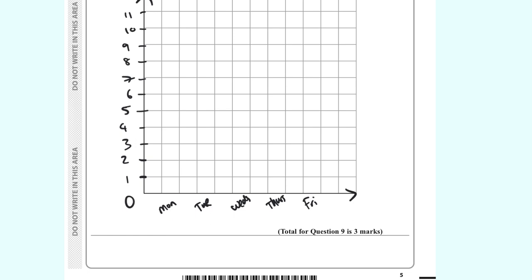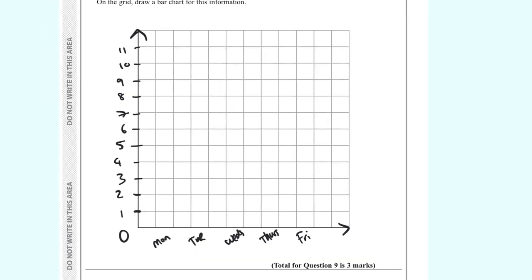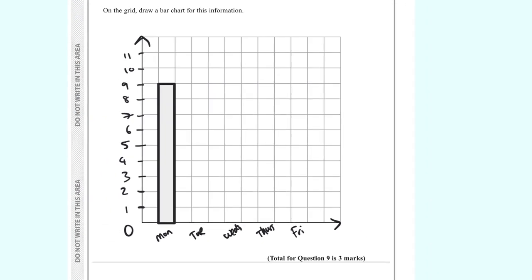Alright, now we've just got to draw our bars. So we've got to make sure we get the right number. So Monday was 9, so my bar is going up to 9. Alright, so you want to make sure you draw it nicely. Probably a bit neater than I have, to be honest. So that's for 9. Okay, and then Tuesday was 10.